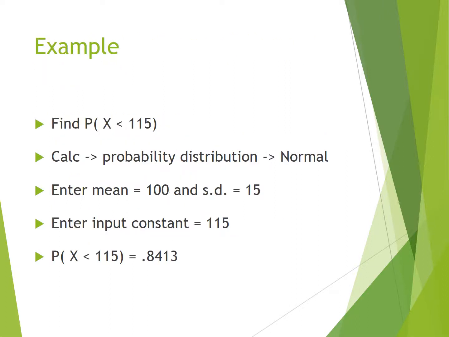The probability that x is less than 115. We go to Calc, Probability Distributions, Normal. Suppose it's given that the mean is 100 and the standard deviation is 15. So make those changes in the box. Input 115, and the answer is 0.8413.